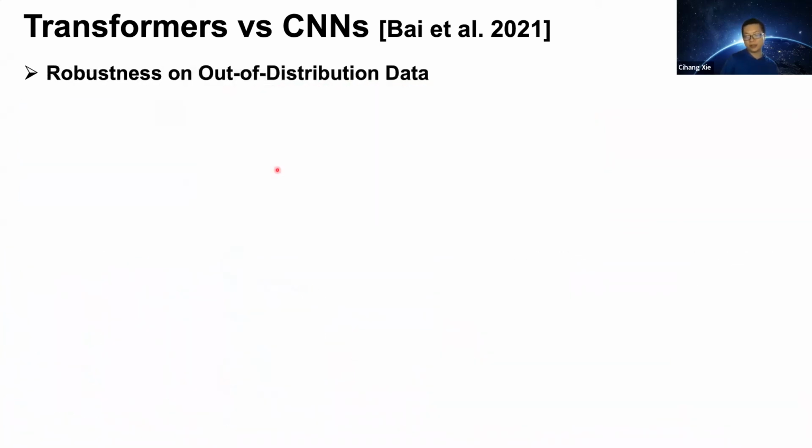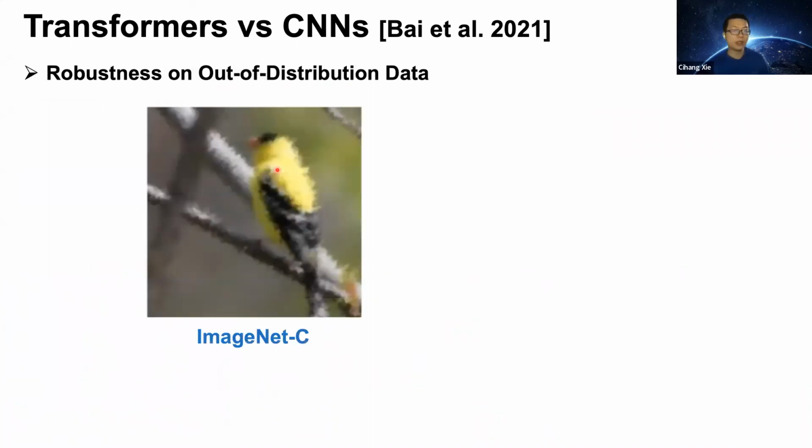And the next thing we look at is the robustness to out-of-distribution samples. So we consider three out-of-distribution benchmarks here. The first data set we consider is ImageNet-C, which is ImageNet-like images plus some common corruptions like Gaussian noise, snow effects, or other pretty common corruptions.